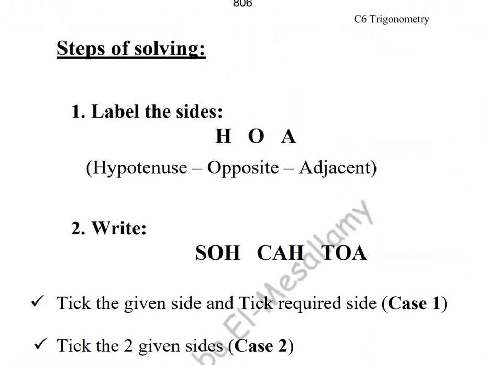Steps of solving. First step is we are going to label all the sides of the right angle triangle. We will start with the hypotenuse. Then O is the side opposite to the angle given or the angle required. A is the adjacent, which is the third side to be labeled. Then we are going to start writing SOH CAH TOA.